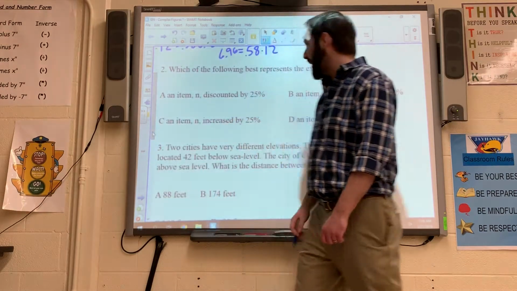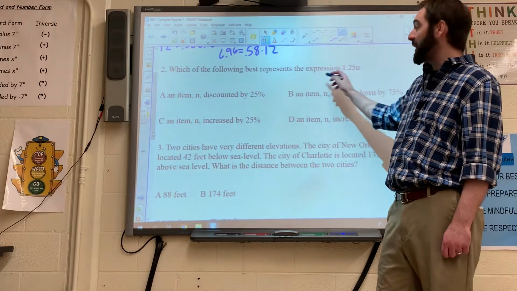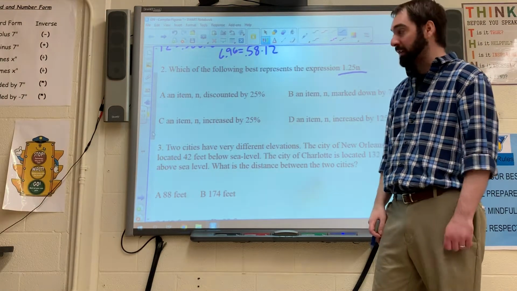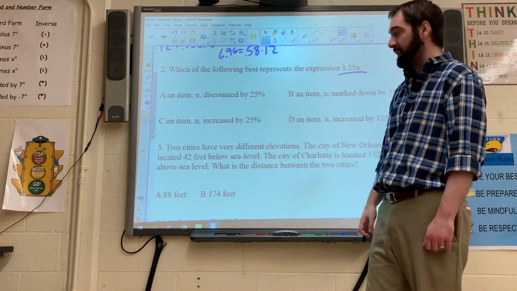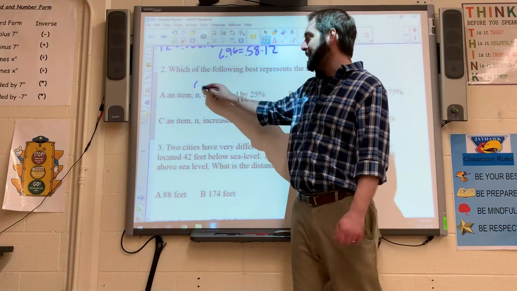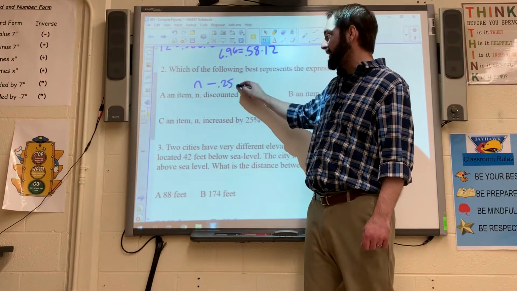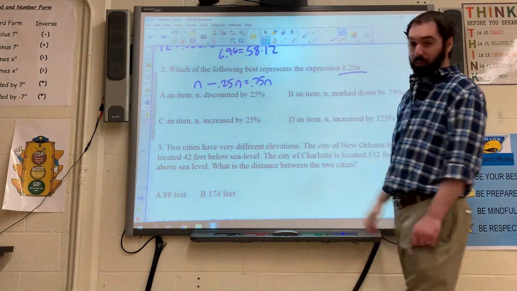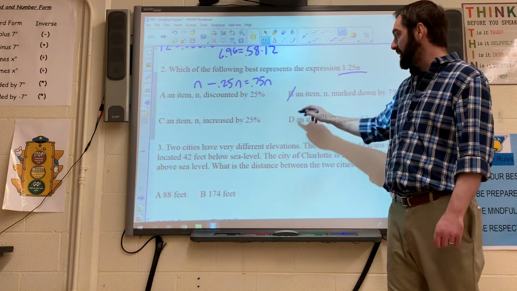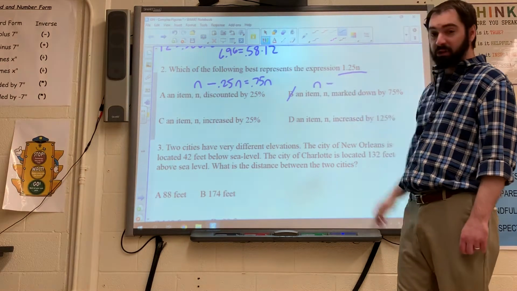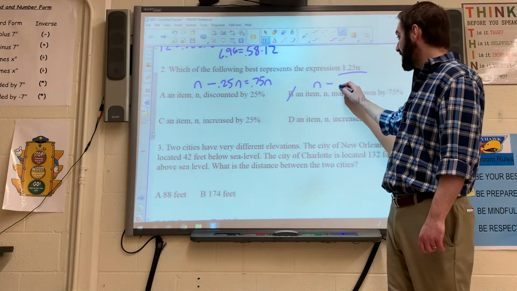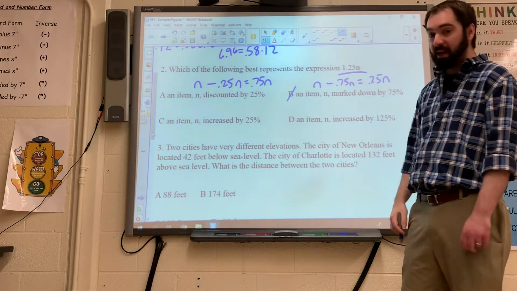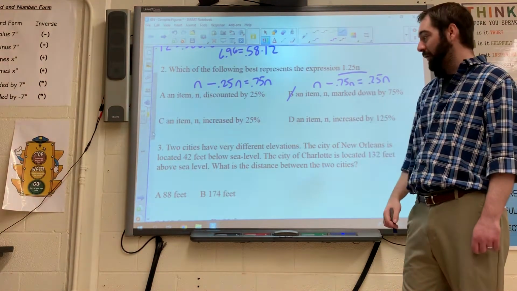Number 2, which of the following would best represent the expression 1.25n? So we're trying to find an equivalent expression from one of these scenarios listed below. A, n is being discounted by 25% of n. That would be 0.75n, not 1.25. Well, B is also incorrect because this is a markdown, which is also a subtraction, down by 75% of n, which would be 0.25 of n. Again, not what we're looking for.